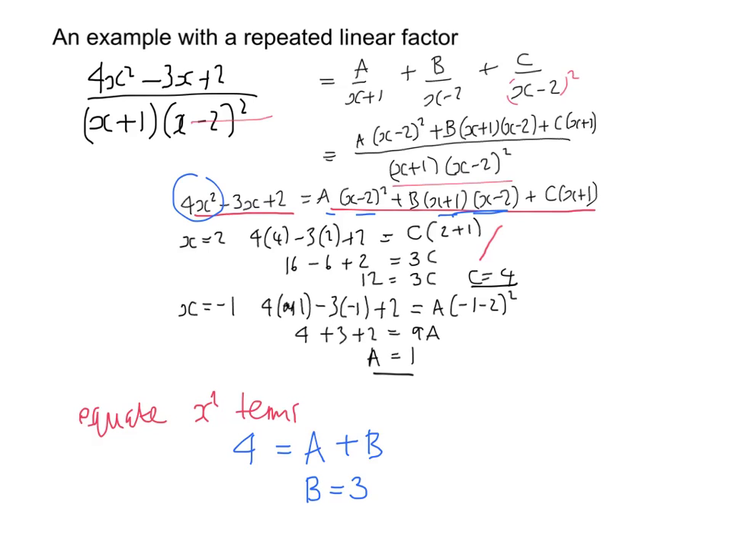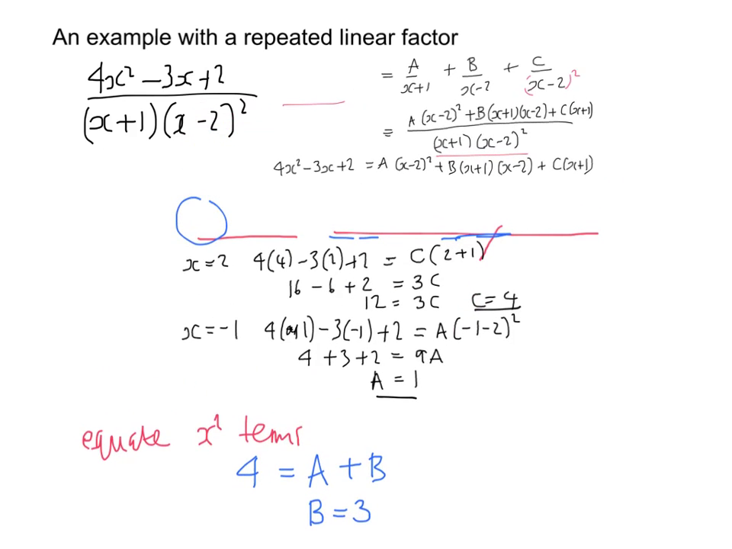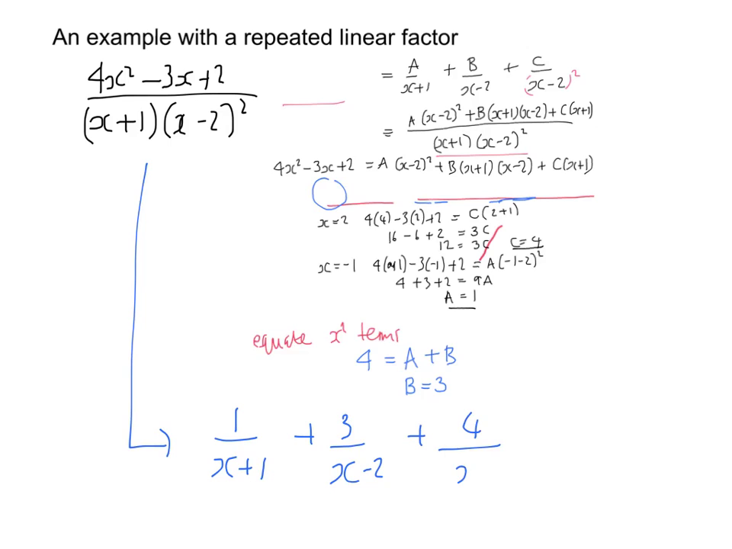Okay, so the answer to our fraction is 1 over x plus 1 plus 3 over x minus 2 plus 4 over x minus 2 squared. So remember, when dealing with a repeated root, you need to write x minus 2 and x minus 2 squared.